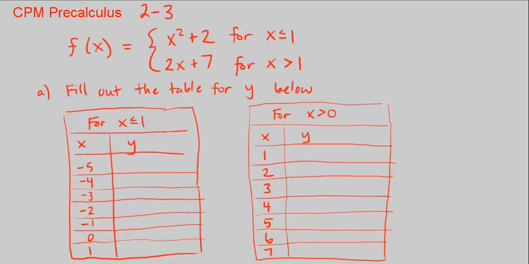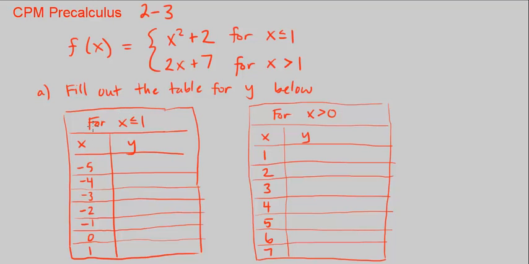This is CPM Precalculus Chapter 2, Number 3. So here's another piecewise function. f of x is defined to be x squared plus 2 for x less than or equal to 1, and 2x plus 7 for x greater than 1. So first in part A, we're asked to fill out the table below for y.